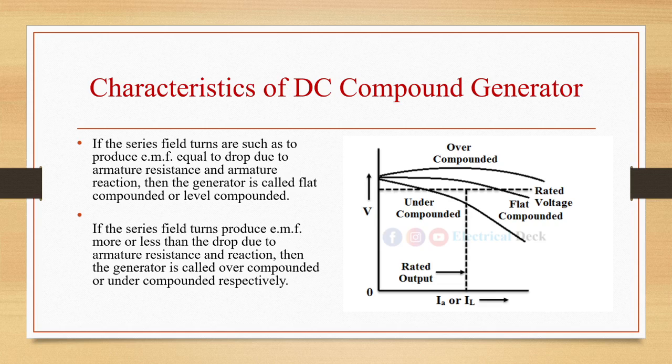If the series field turns produce EMF more or less than the drop due to armature resistance and reaction, then the generator is called over compounded or under compounded respectively. Over means the series field turns produce EMF more than the drop, and under compounded means the series field turns produce EMF less than the drop due to armature reaction and resistance. As current IL increases, if voltage decreases, then it is under compounded. As current increases, if voltage also increases, then it is over compounded. I hope this is clear to everyone. So these are the characteristics of the DC compound generator.